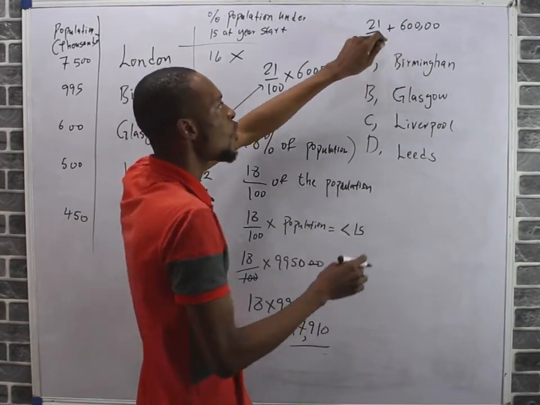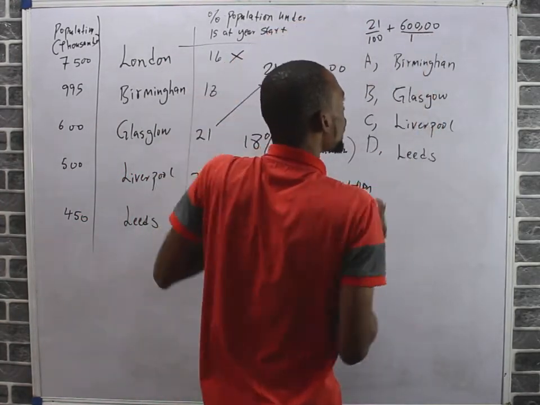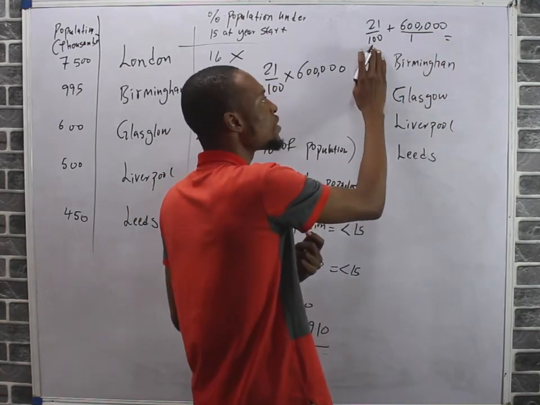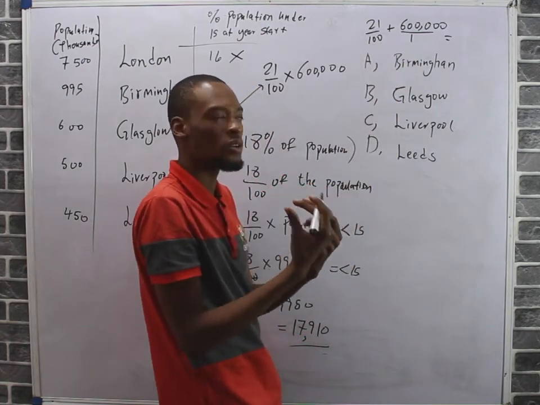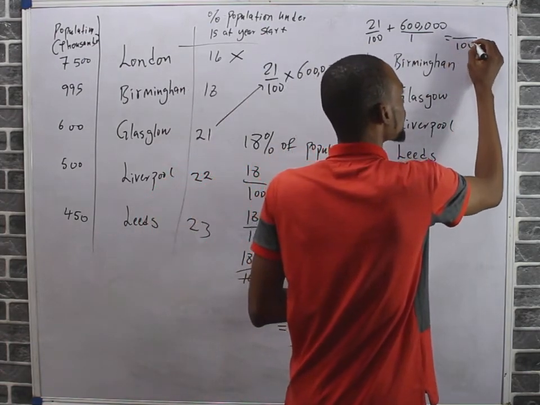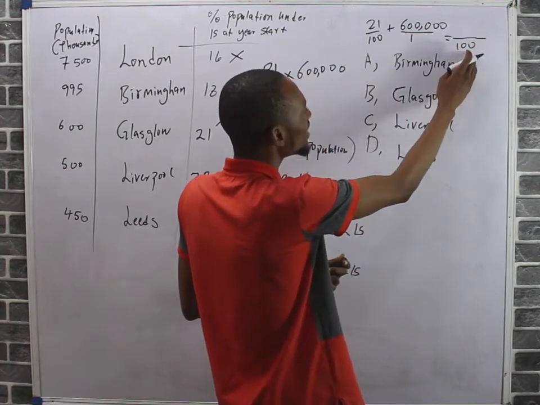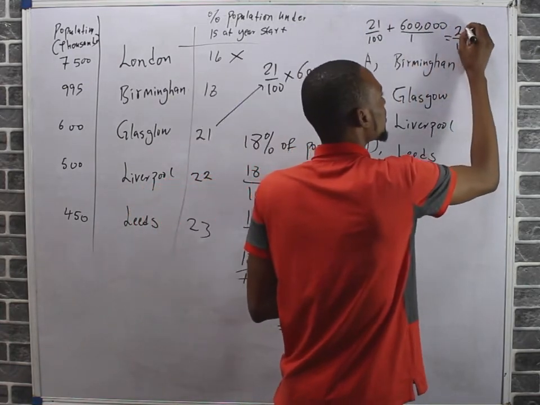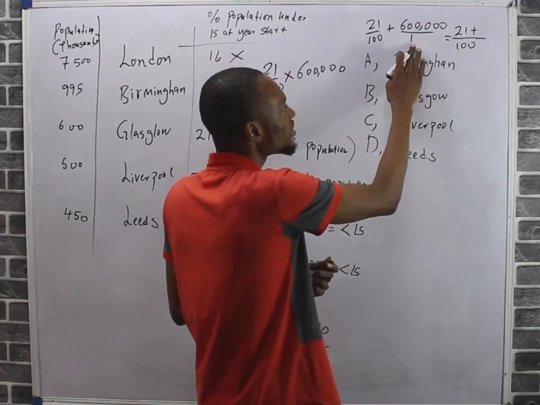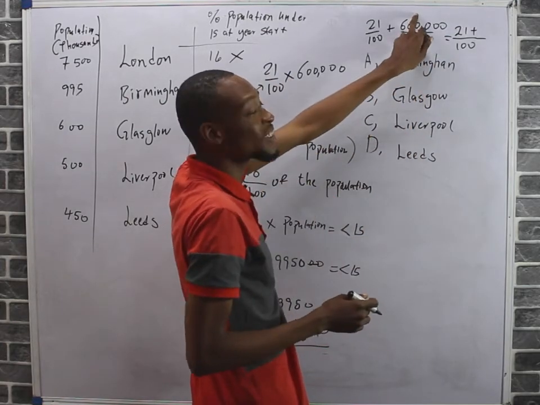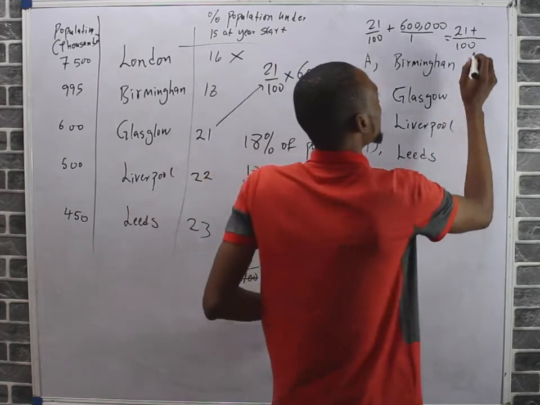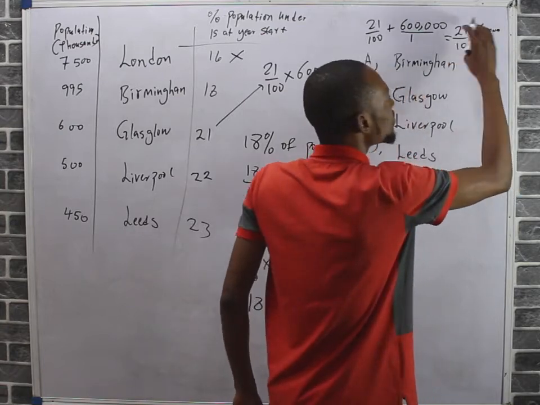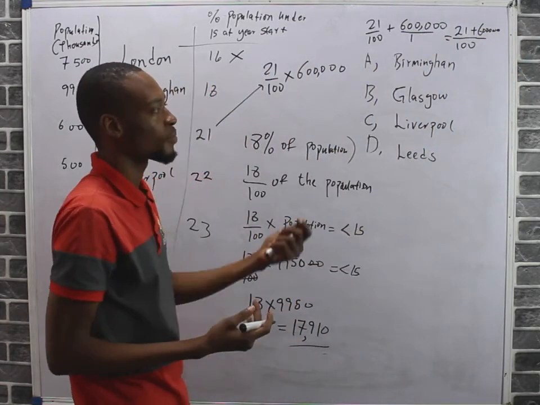If it is addition, what you simply do is, this is the same thing as over 1. Then you look for the LCM. The LCM of 100 and 1 is 100 times 1, that is 100. So here will simply be 100. Then you say 100 divided by this 100 is 1, 1 times 21 is 21, plus 100 divided by this one is 100, and that 100 times 600,000, we add 2 more zeros. So you add the top and divide by 100.